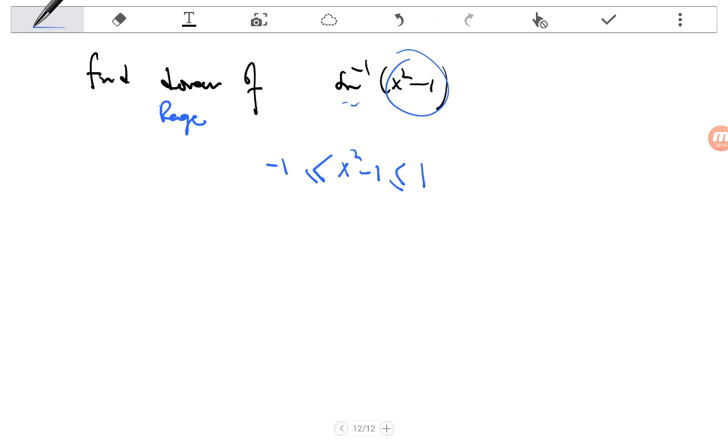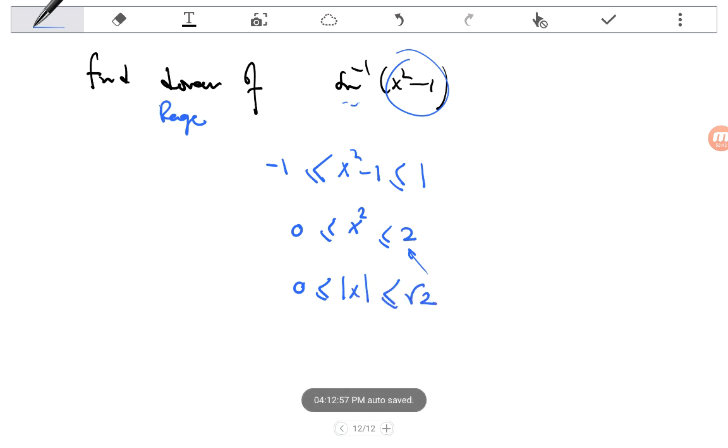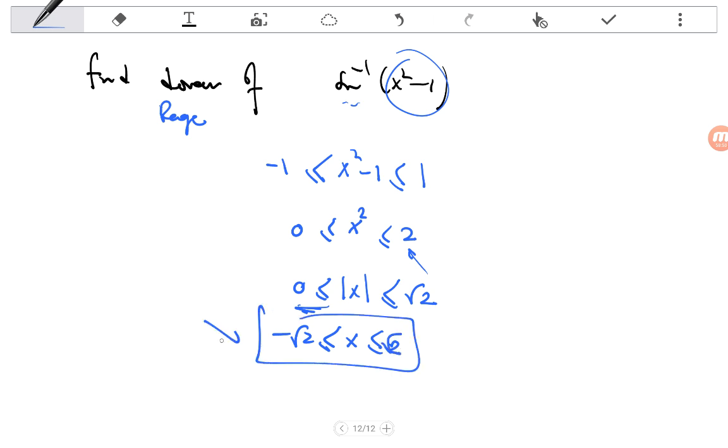Now I solve this inequality. I add 1, so x squared will be from 0 to 2. Now remember, if I have a squared quantity, I can take the square root whenever these are not negative. So I'll take a square root. What is the square root of x squared? Absolute x. Absolute x is greater than or equal to 0. This is known, and that will be solved. X is from negative root 2 to root 2. So this is the result.